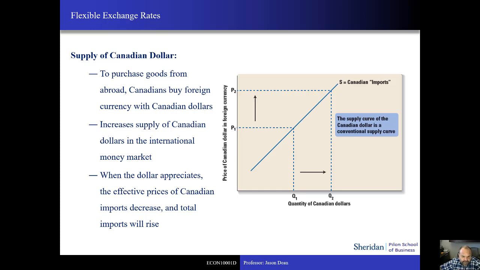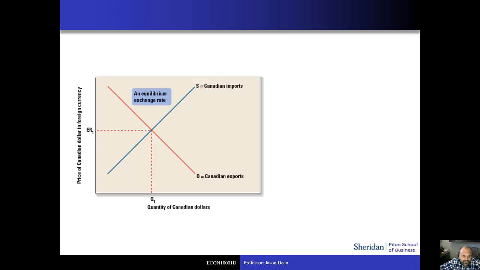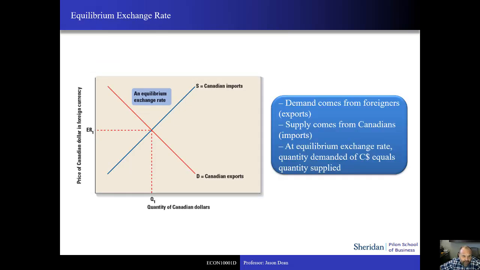So we have the demand and supply of the Canadian dollar, and their interaction will determine an exchange rate. Here in this example, the supply and demand intersect at ER1, so that would be the exchange rate that's determined in the market. Of course, in the real world, on the foreign exchange market, this is changing by the millisecond. So you could think of it as chasing a moving target. The exchange rate is moving up and down all the time because the demand and supply curves are shifting.